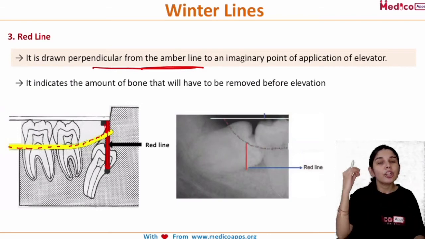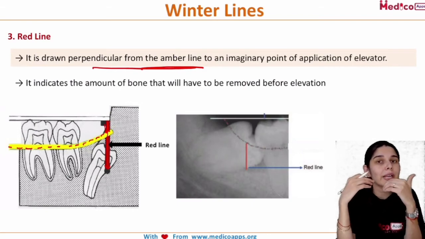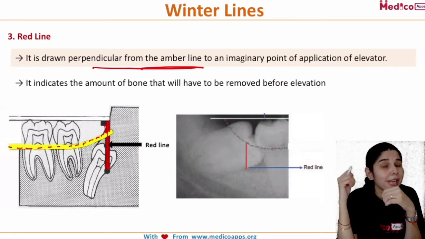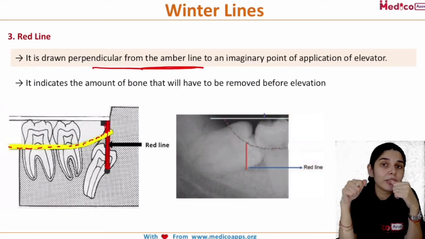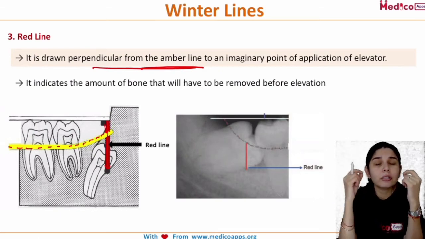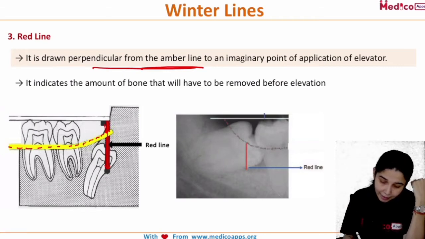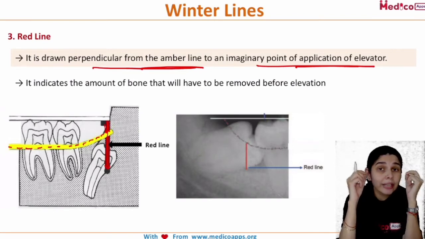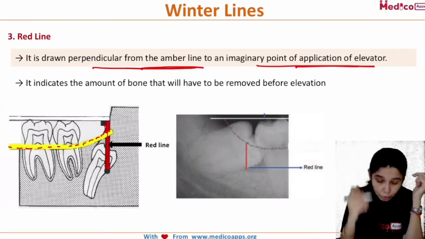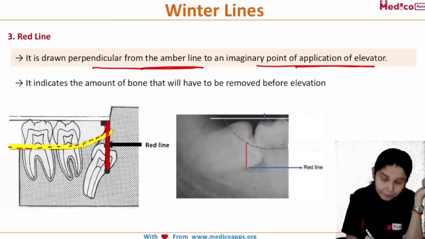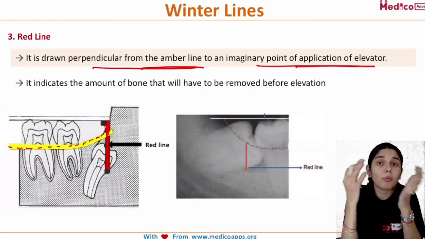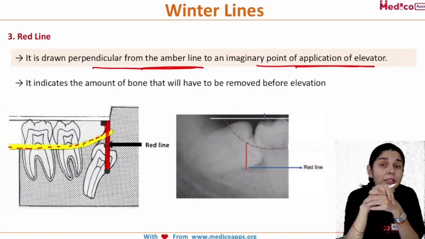For that, you need to understand that whenever we are doing a disimpaction, we are going to use an elevator, and the elevator is placed on a certain point. From that imaginary point where the elevator is placed, a line is drawn which is usually perpendicular to the Amber's line. That is the red line. And what is the significance of this red line? What will it be signifying to us?